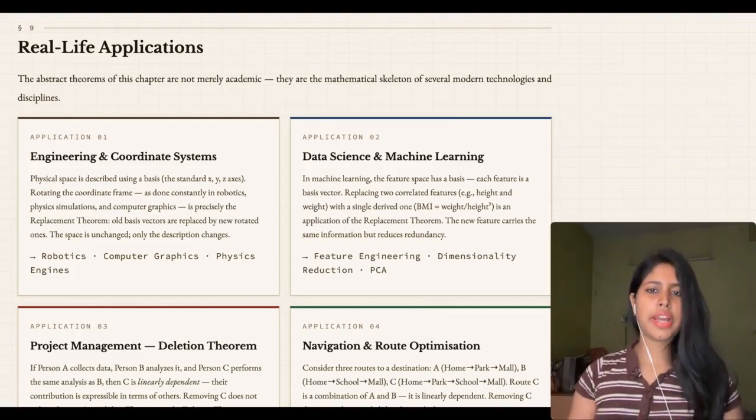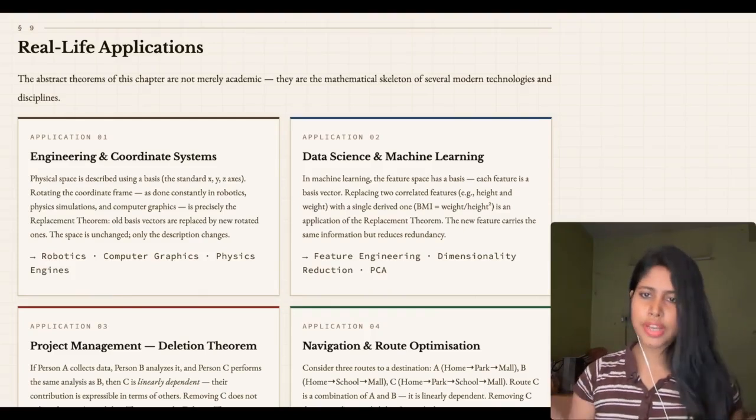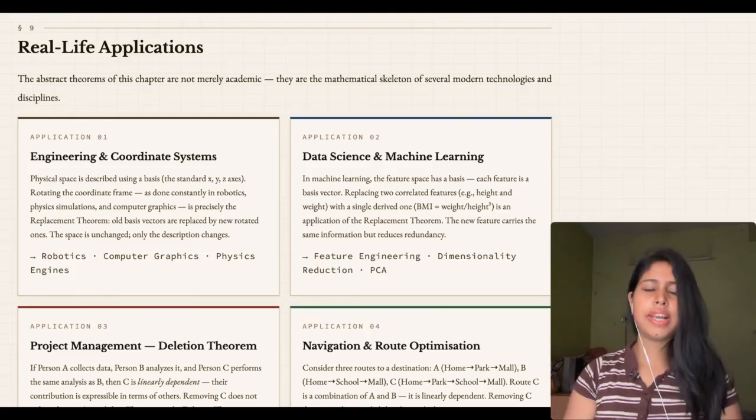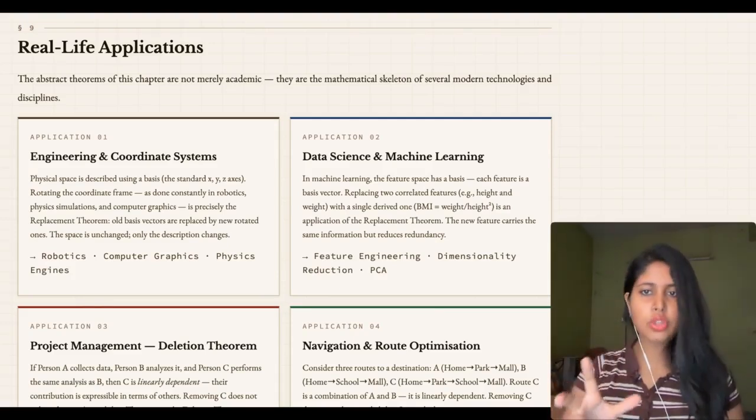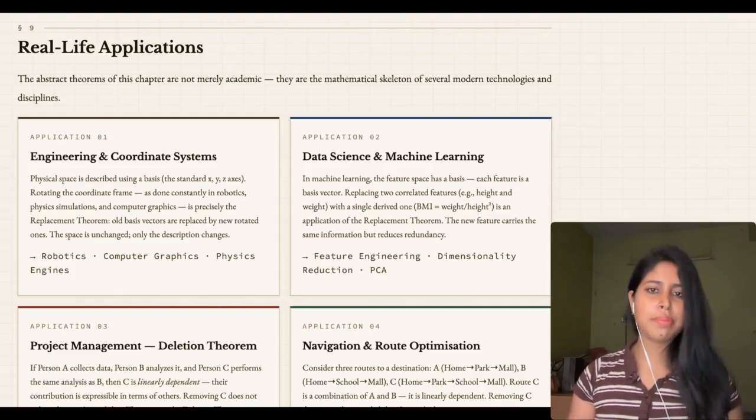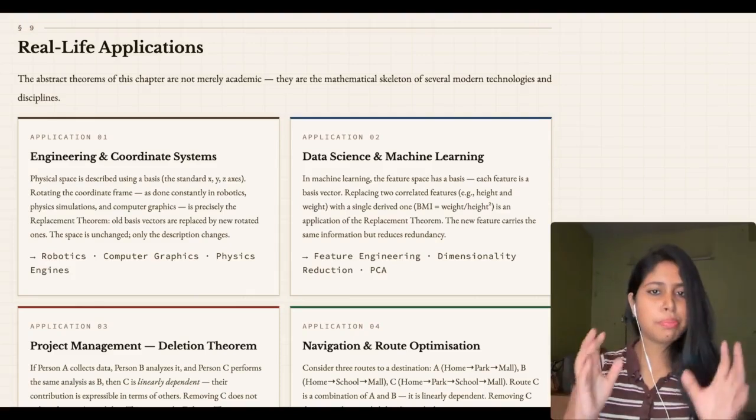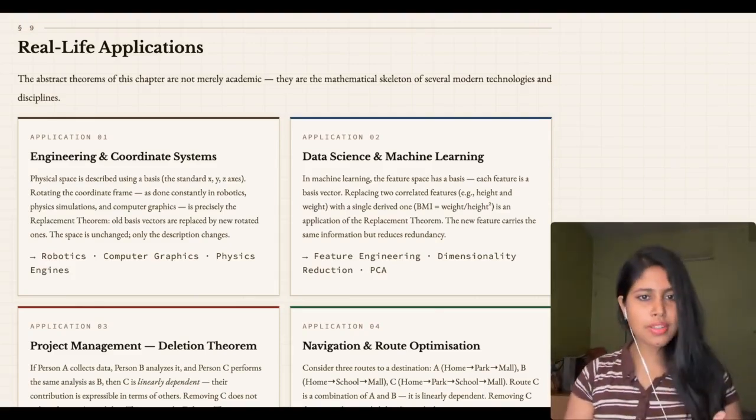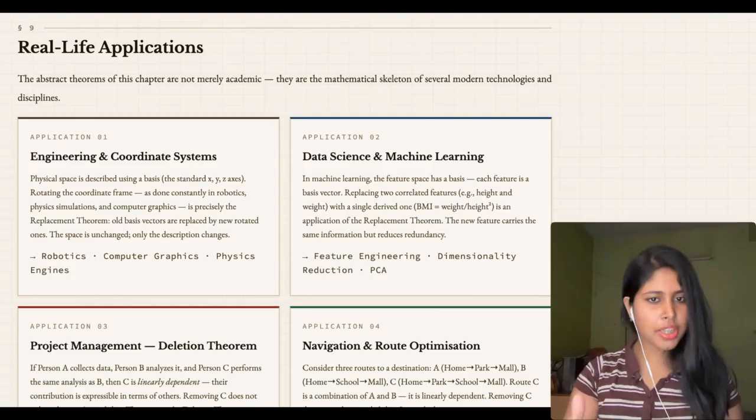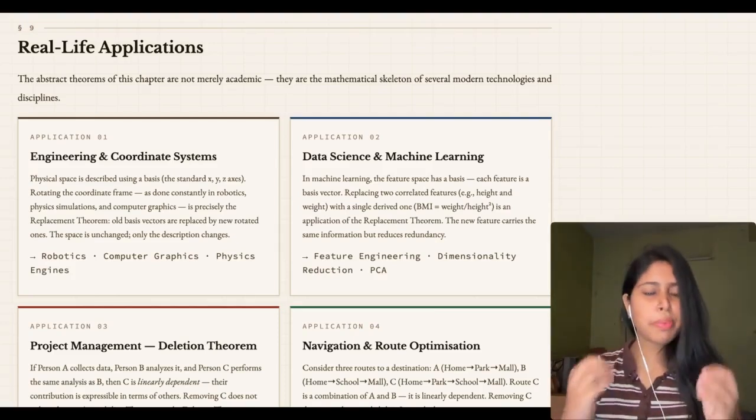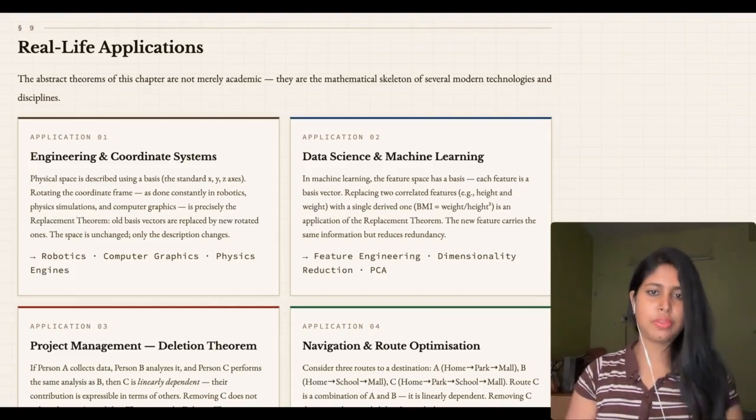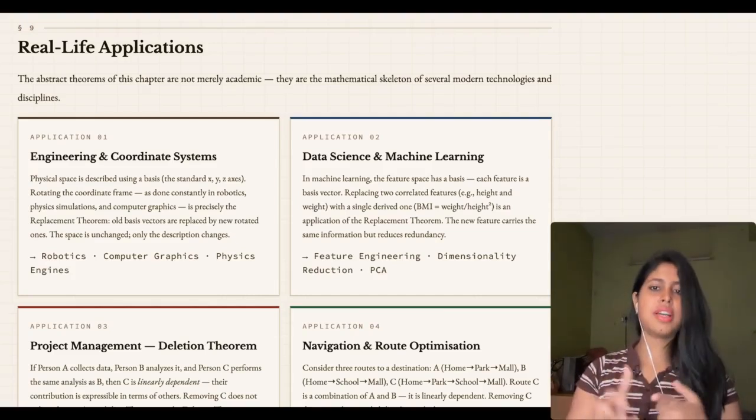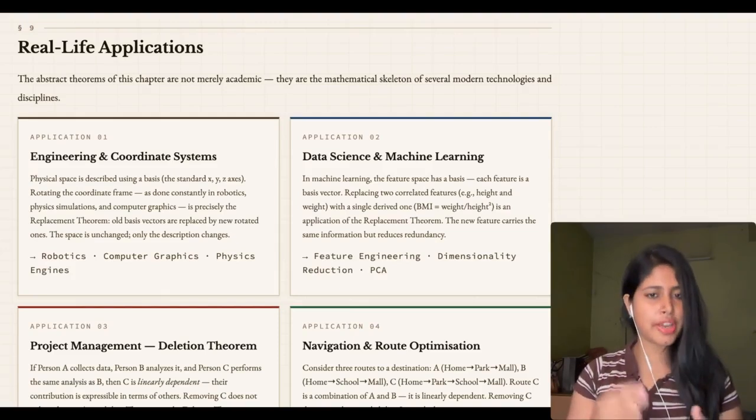When engineers describe physical space, they use a set of axes like x, y, and z. Those axes form a basis. Now if you rotate those axes, which happens all the time in robotics and physics, you're literally applying the replacement theorem. You are replacing the old basis vectors with the new ones. When you rotate, it becomes the new axes, right? So the space didn't change. What is changing? Just your description of it. This is used in robotics, computer graphics, and physical simulations every single day.